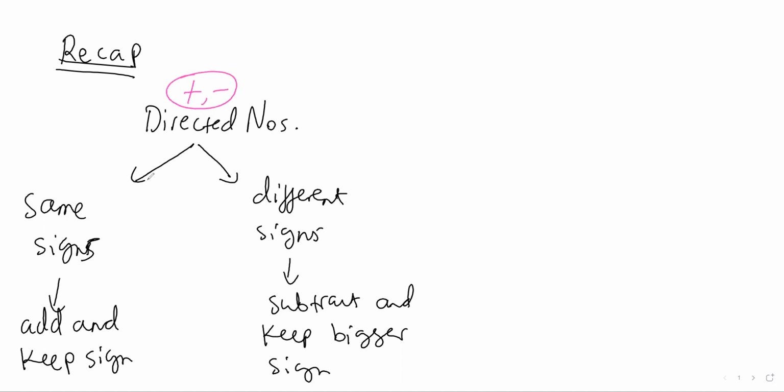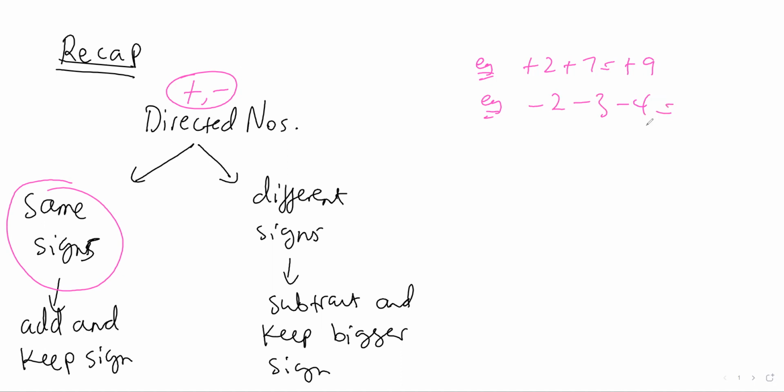When we add and subtract directed numbers, there are two laws we need to know by heart. The first law is the same signs law. When we say same signs, we add and keep the same sign, right? Good. For example, plus 2 plus 7 is plus 9. Same signs, add and keep the same sign. Example again, minus 2 minus 3 minus 4. All are negatives, same signs, add and keep the same sign. 3 add 2 is 5, 5 add 4 is 9, so this is negative 9. We're good to go there, right?